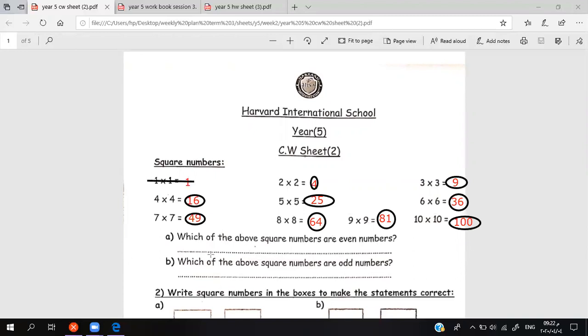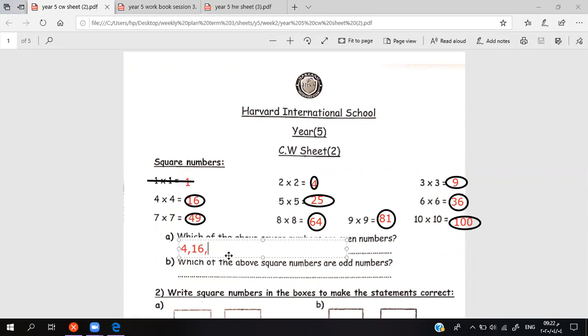Okay? Now, which of the above square numbers are even numbers? Let us see. Is 4 an even? Yes. So definitely the 4. And then is the 9 even? No. The 9 is odd. Is 16 even? Yes, because it ends with a 6 and 6 is even. Is 25 even? No, because 5 is an odd number.